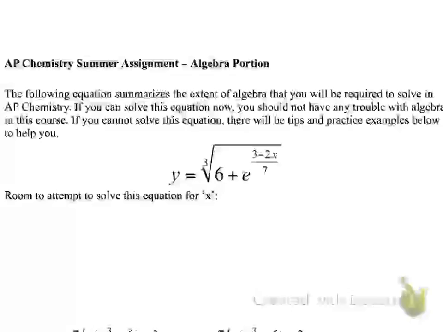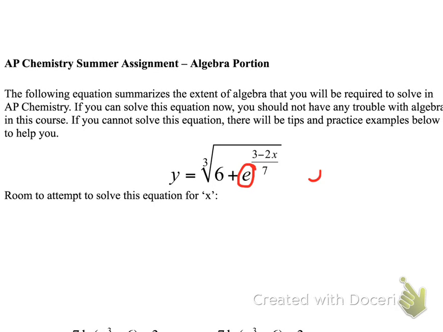So the problem that I gave you was this: y equals the cube root of 6 plus e to the 3 minus 2x over 7. And you may not have even seen this e thing before. It's related to the natural log, and the natural log is actually the log base e of something. And when we talk about logs, that is the opposite of 10 raised to something.